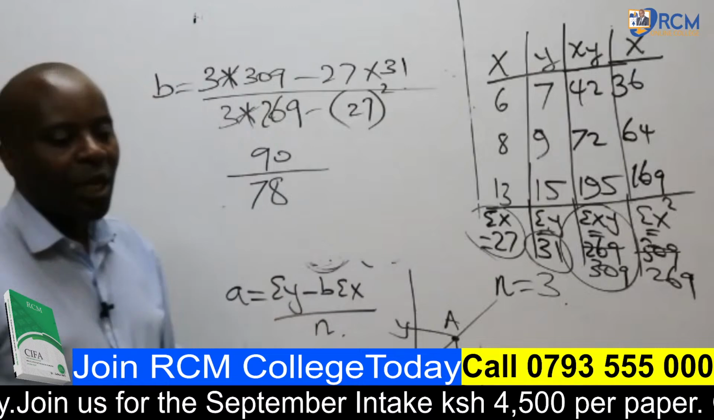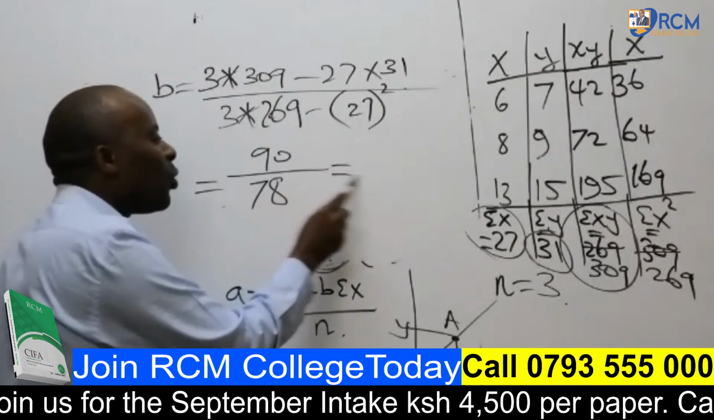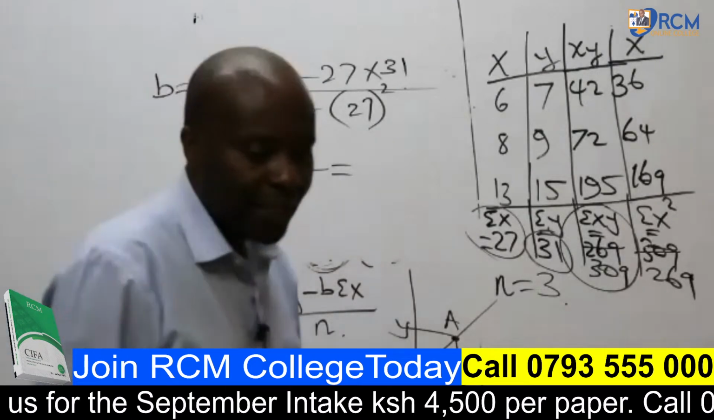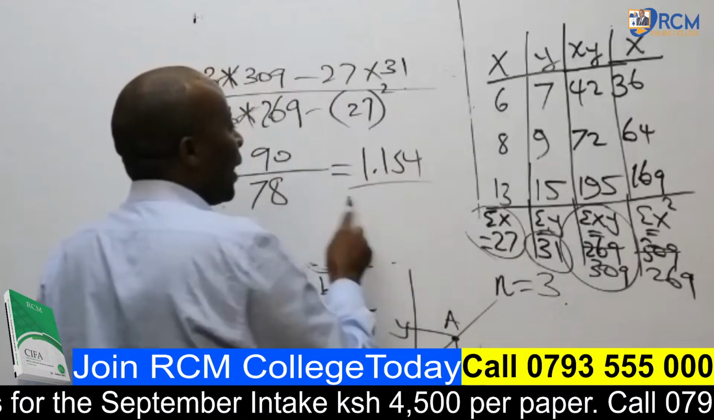Thank you very much. Now, ladies and gentlemen, please go ahead and give me the quotient here. What is 90 divided by 78? So Sharon tells me it is 1.154.